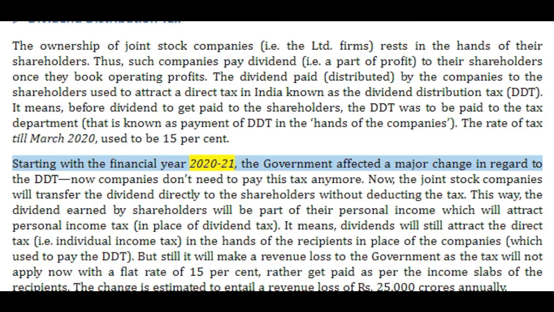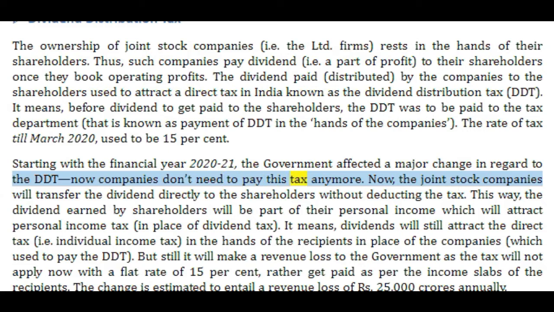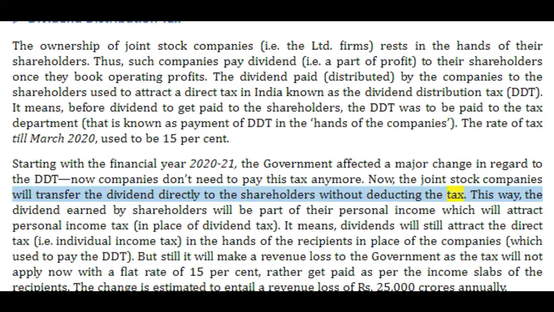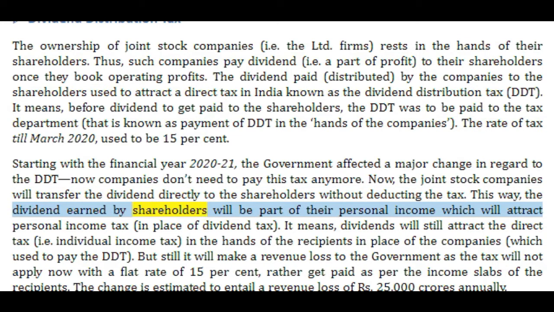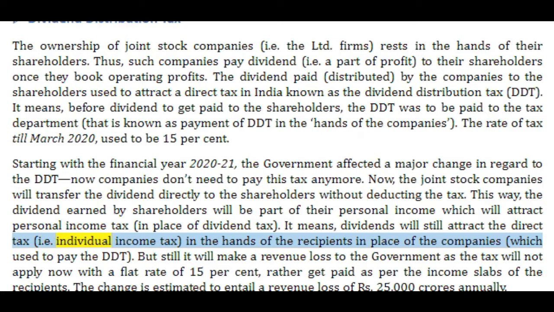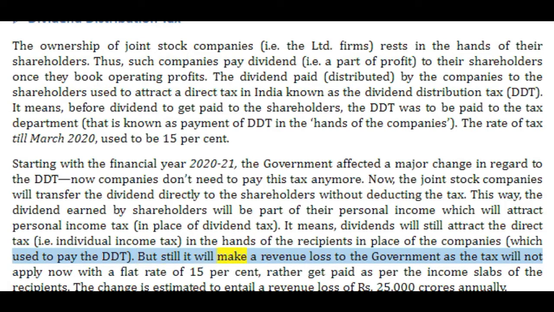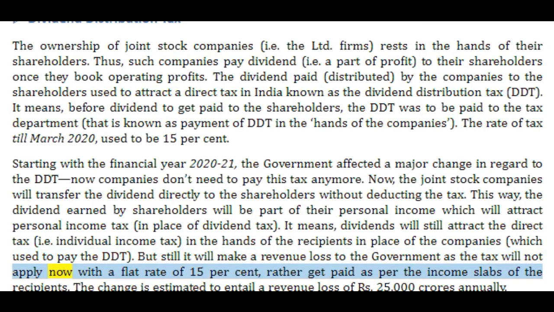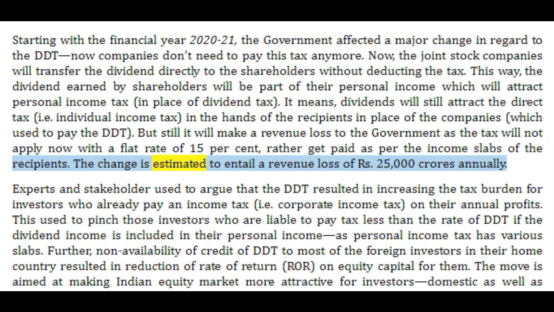Starting with the financial year 2020 to 2021, the government effected a major change in regard to the DDT. Now companies don't need to pay this tax anymore. Now, the joint stock companies will transfer the dividend directly to the shareholders without deducting the tax. This way, the dividend earned by shareholders will be part of their personal income, which will attract personal income tax in place of dividend tax. It means dividends will still attract the direct tax, i.e. individual income tax, in the hands of the recipients in place of the companies, which used to pay the DDT. But still it will make a revenue loss to the government, as the tax will not apply now with a flat rate of 15%, rather get paid as per the income slabs of the recipients. The change is estimated to entail a revenue loss of 25,000 crore rupees annually.